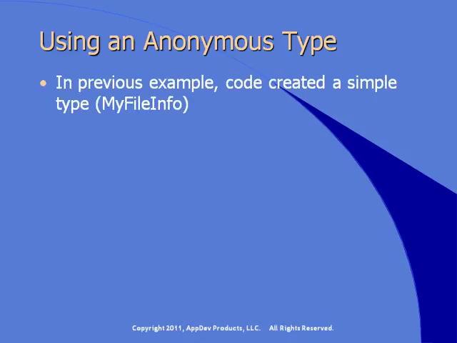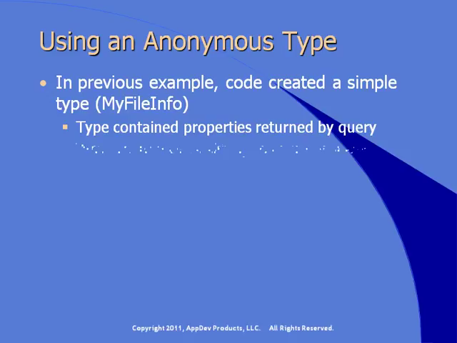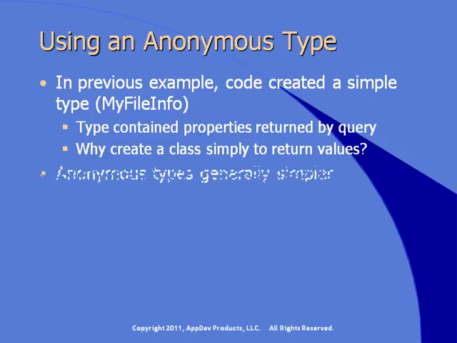In the previous example, you saw code that created a simple type named MyFileInfo. That type contained properties that were returned by your LINQ query. But why should you create a class to simply return values? Can't the compiler do this for you? And you should know that anytime I ask a question in that whiny tone of voice, what I'm saying is, yes, of course, the compiler can do this for us. I'm leading us into the next concept. And this is anonymous types.